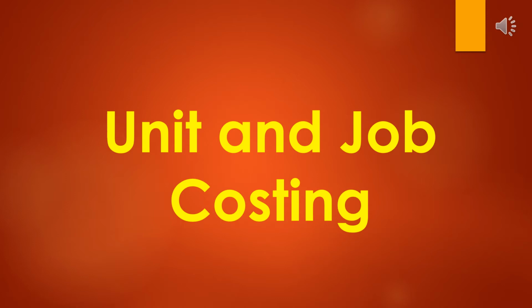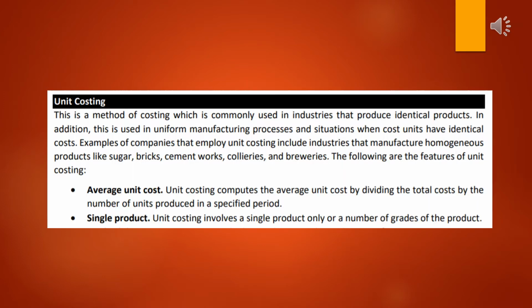Good day to everyone. Our topic for today is all about unit and job costing. We'll begin with the unit costing. So, unit costing is a costing method which is commonly used in industries that produce identical products. In addition, this is used in uniform manufacturing processes in situations when cost units have identical costs.